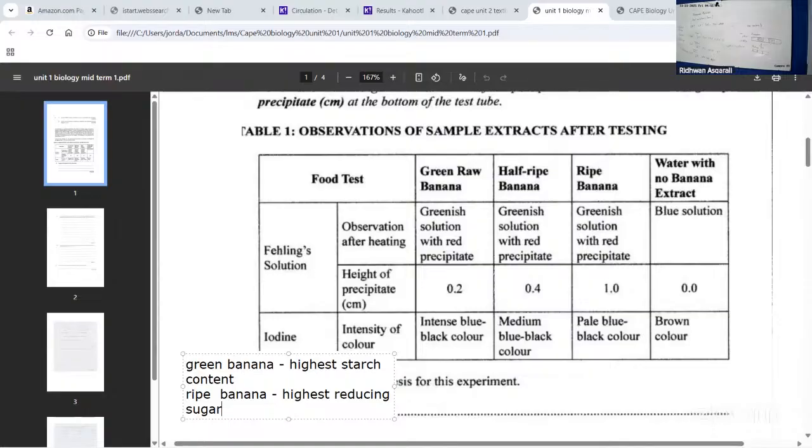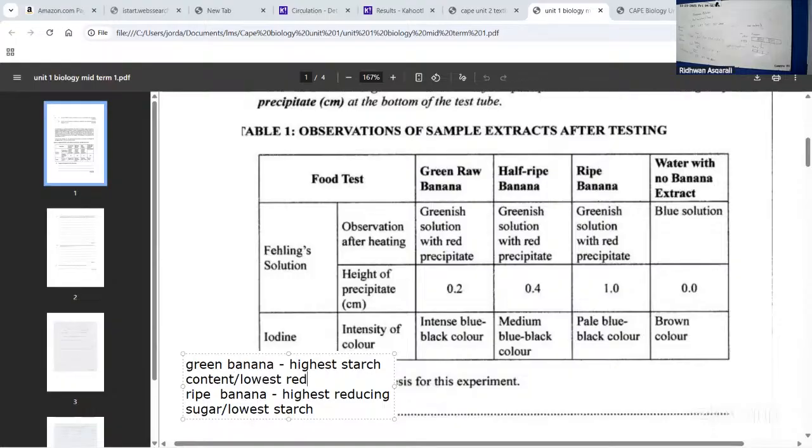So again, when you're doing starch, you're looking at the iodine test. A positive iodine test is a dark blue or black color. Right? So which one here had the lowest starch content, besides the one without banana extract? Right. So the ripe banana would also have the lowest starch, and the green banana would have the lowest reducing sugar.